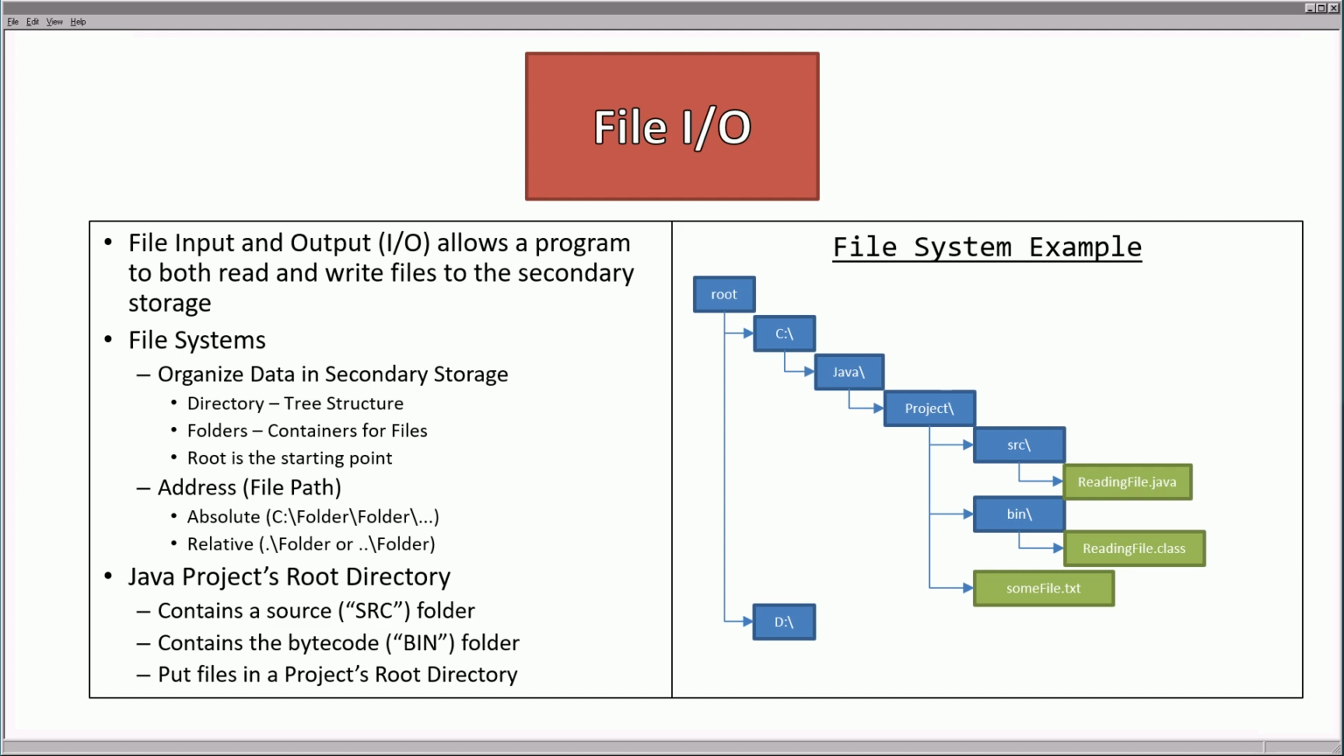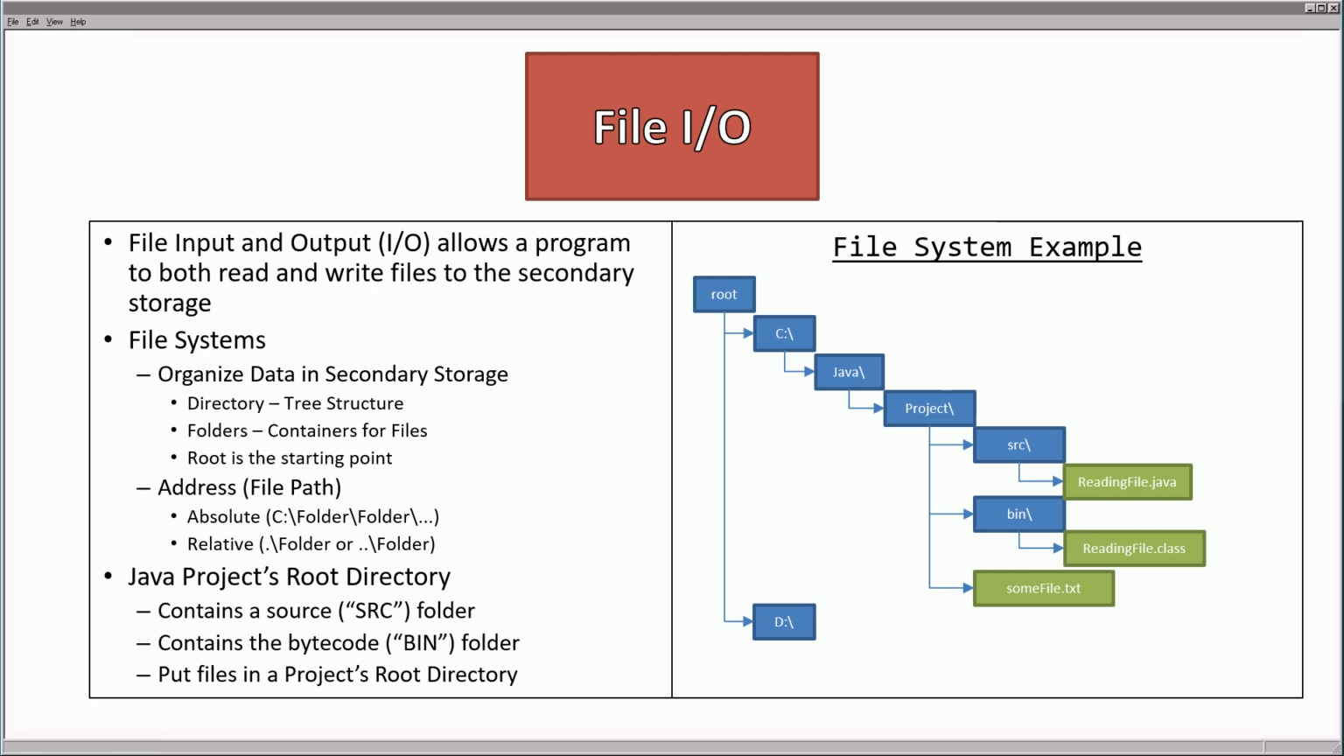So if we have the example over here, we might have this root computer system, which might have two different hard drives, C and D. From there, we have some additional folders, like maybe this is a Java folder, then inside of here, this is the project folder, and then inside the project folder, we have two folders, source and binary, and then also inside a project, we have some file, and inside of source and binary, we have some other files.